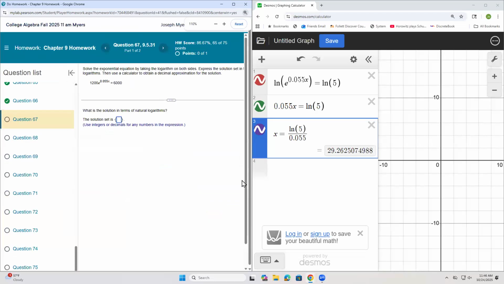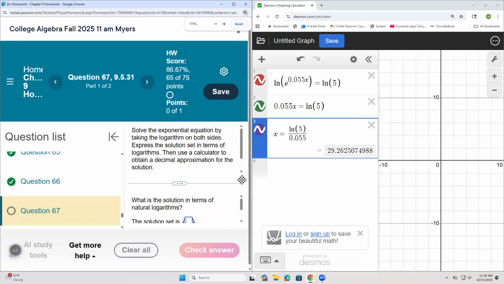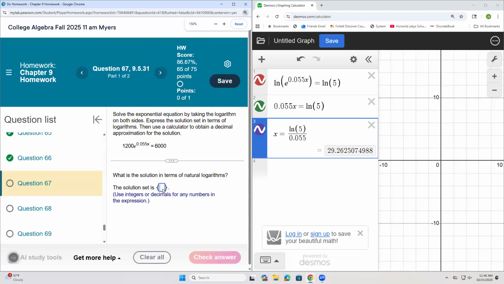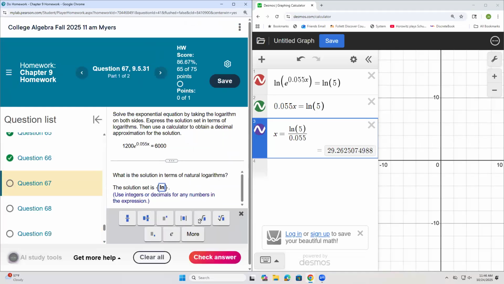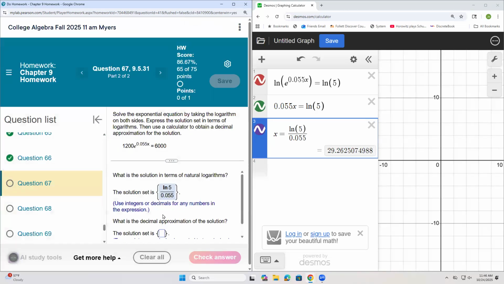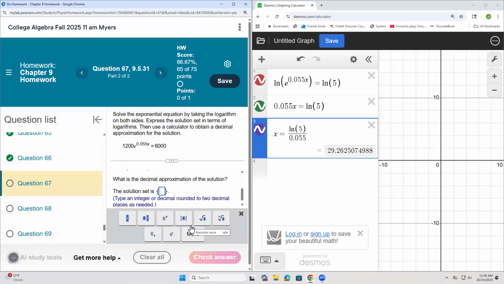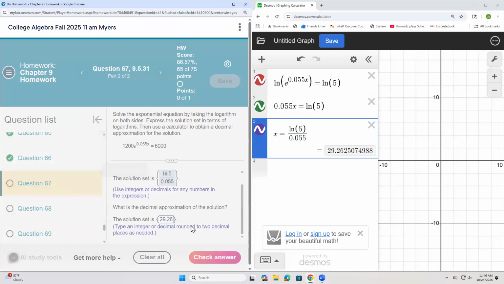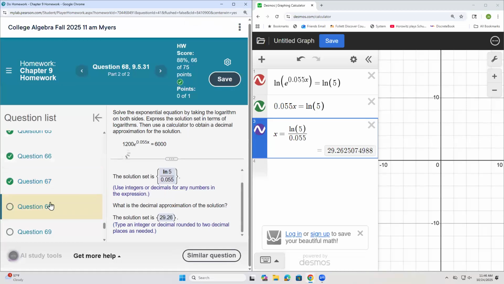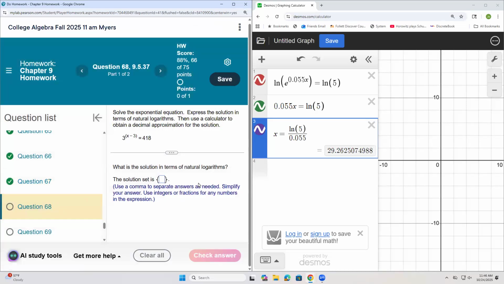So x equals, close that, zoom out a little bit. Whoops, that's a little too much. There we go. Solution set is ln of 5 over 0.055. Boom. And then the decimal solution is 29.26. If you round it off to 2 decimal places, it's 29.26.